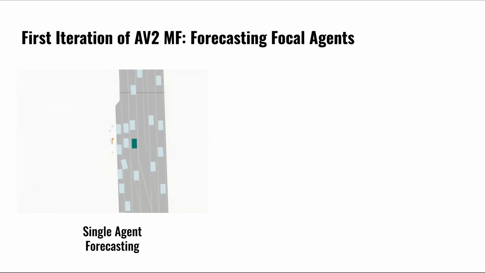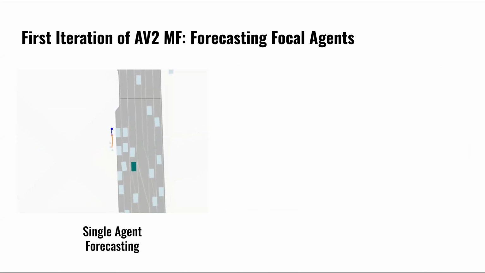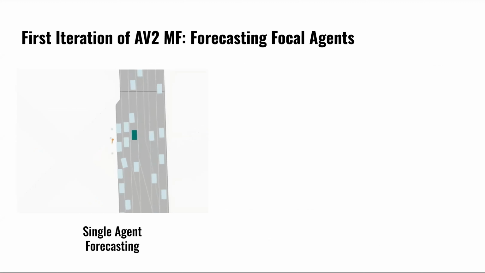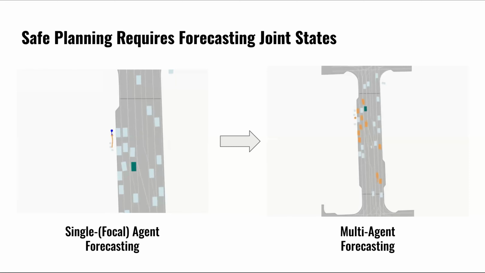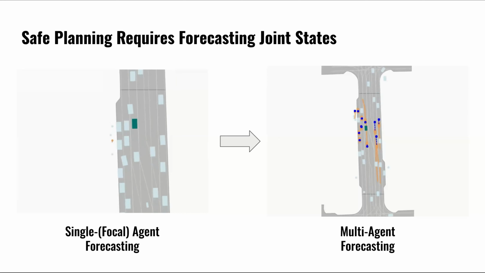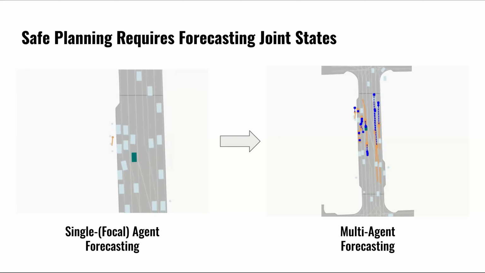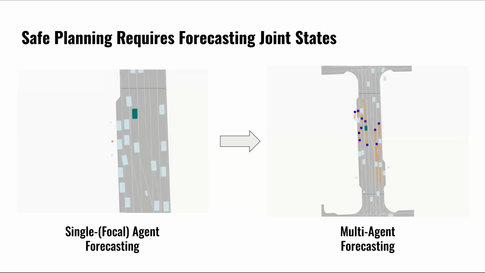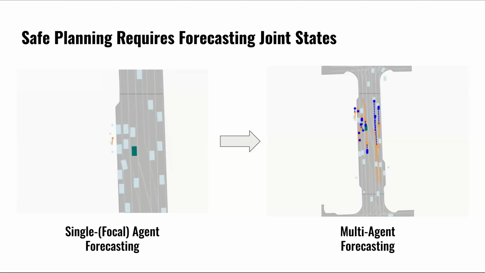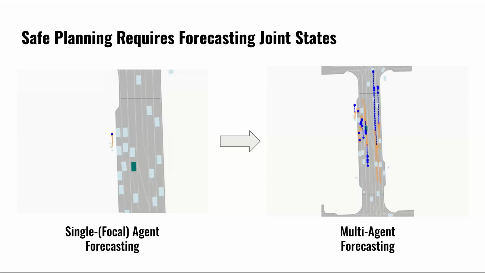So the first iteration of the AV2 motion forecasting challenge, which we ran in 2022, only focused on the task of single agent forecasting, where we wanted to forecast the motion of a single focal agent. So this is an agent which we deem to be interesting and important within the scene. But importantly, this is a limited subset of what we should really look at if we want to build safe autonomous vehicles. And safe planning, importantly, requires that we forecast the joint probability of all agents in the scene. So this motivated the shift from single agent forecasting to multi-agent forecasting.